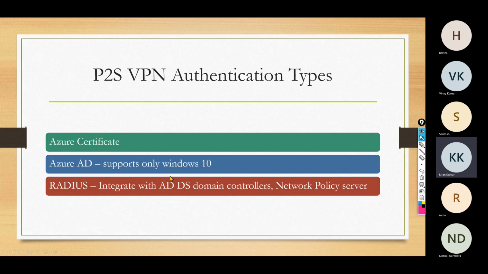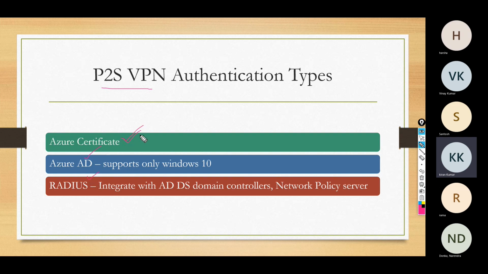And coming to authentication. Authentication means when you open the VPN application and try to log in, you provide the user ID and password. That is called authentication. So there are three types of authentication Microsoft supports in point to site VPN: one is certificate based, one is Azure Active Directory, and another one is RADIUS authentication.